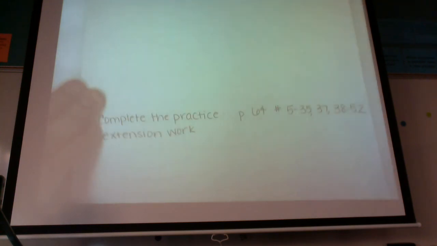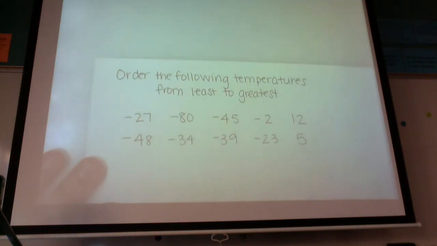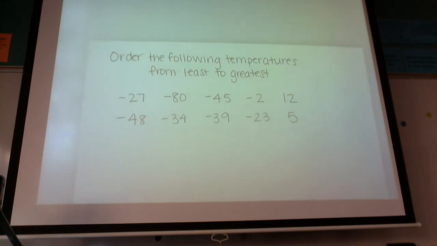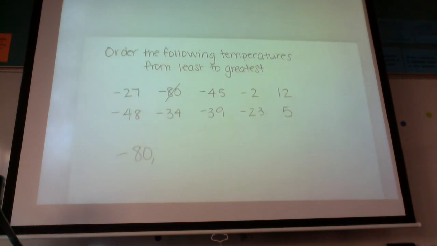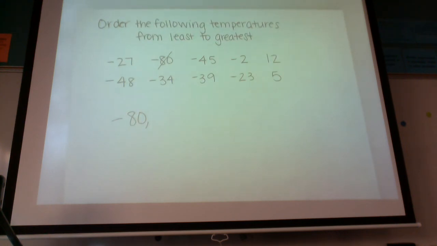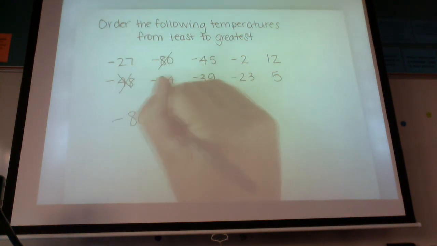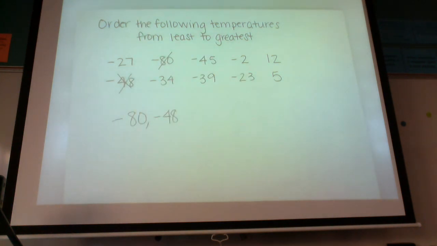The last one that you had to do was order the following temperatures from least to greatest. So the least one up there, the coldest temperature would be negative 80. So that should be your first one. And notice you didn't have to put it on a number line, just ordering them from least to greatest. And make sure on assessments and things that you pay attention if it says least to greatest or greatest to least. So we have negative 80. Next coldest temperature looks like it's going to be negative 48 degrees. Almost forgot my negative sign there.